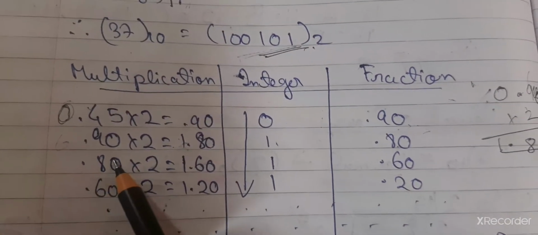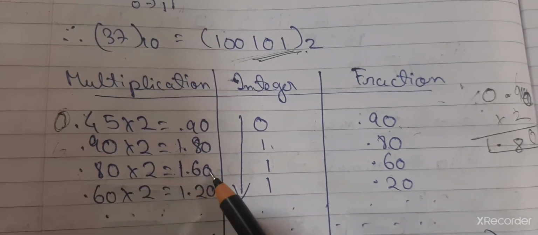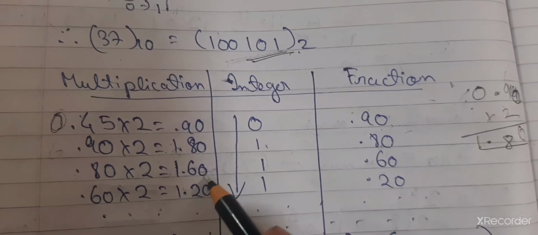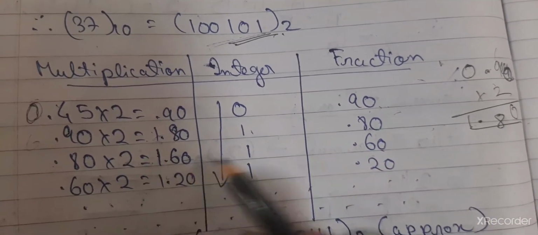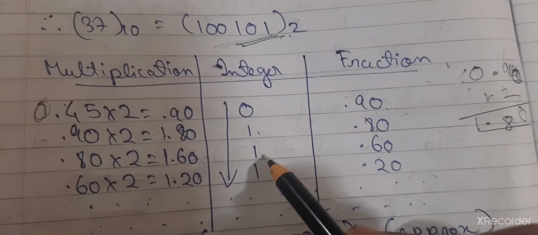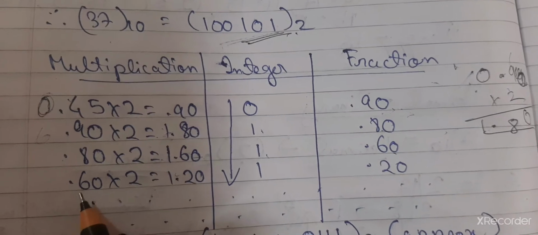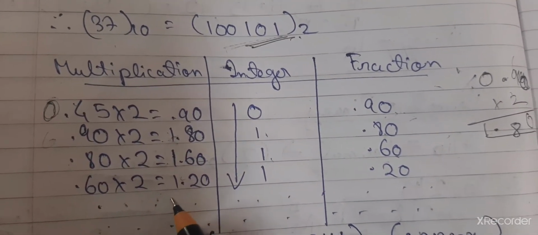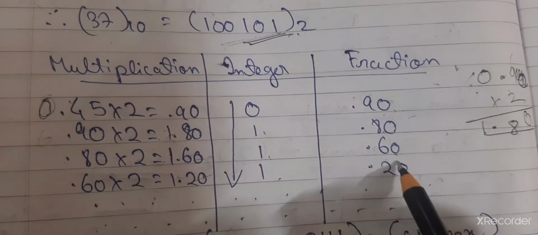Again we multiply this, 0.80 into 2, will give us 1.60. We'll write the fraction part over here in the fraction part and the integer part over here, that is 1. Again we multiply 0.60 into 2, that is we get 1.20. We write the integer part here, 1, and we write the fraction part here, 0.20.